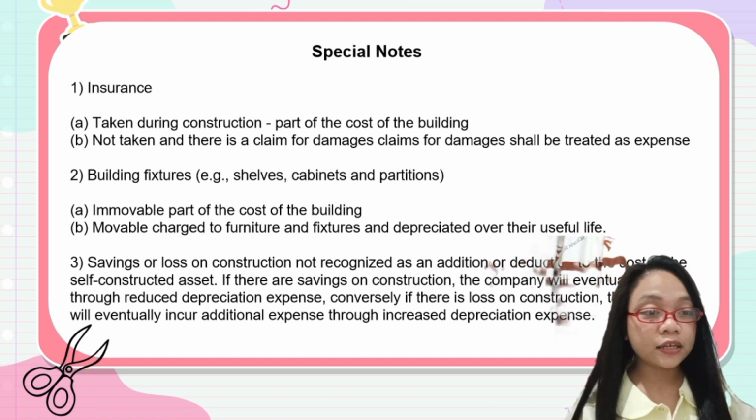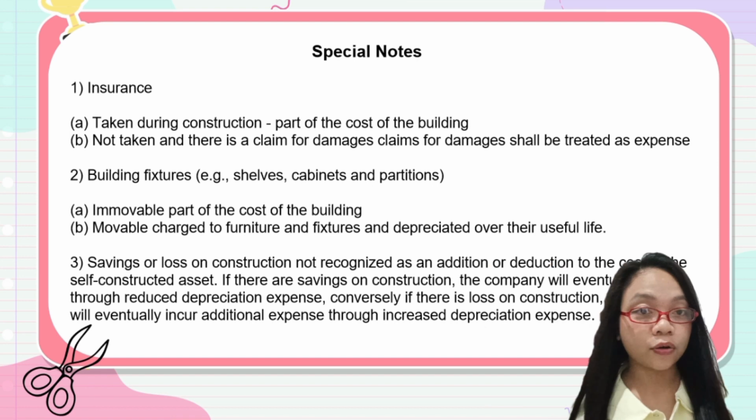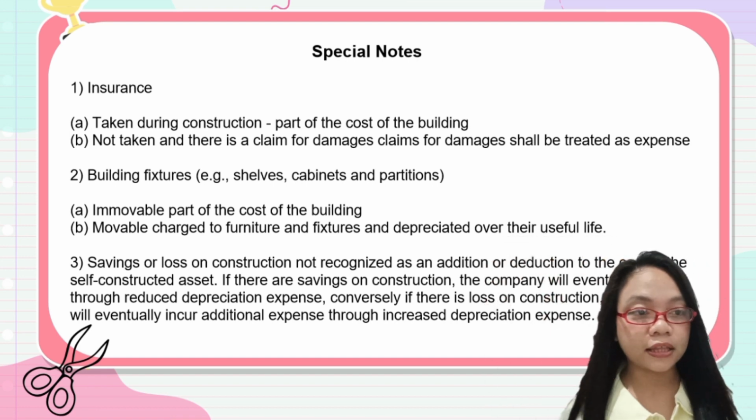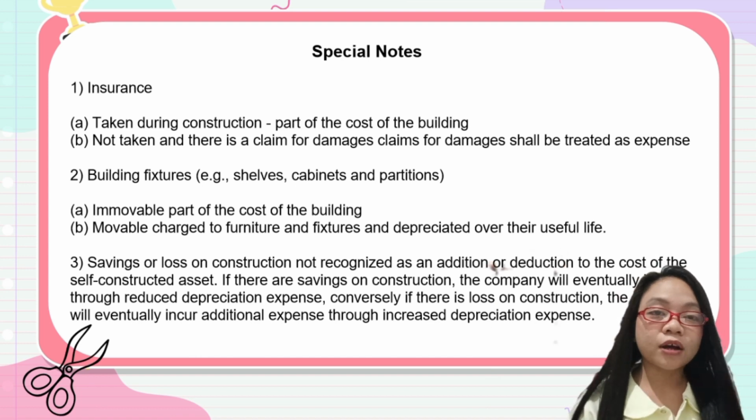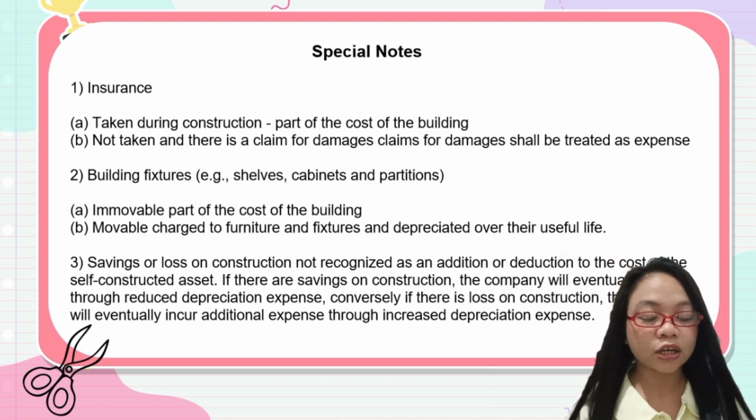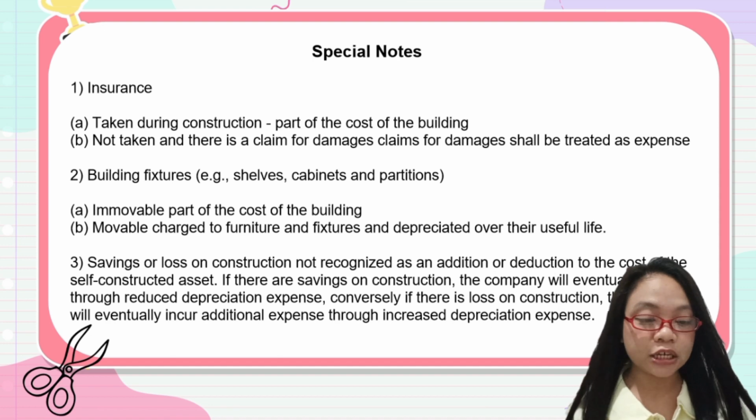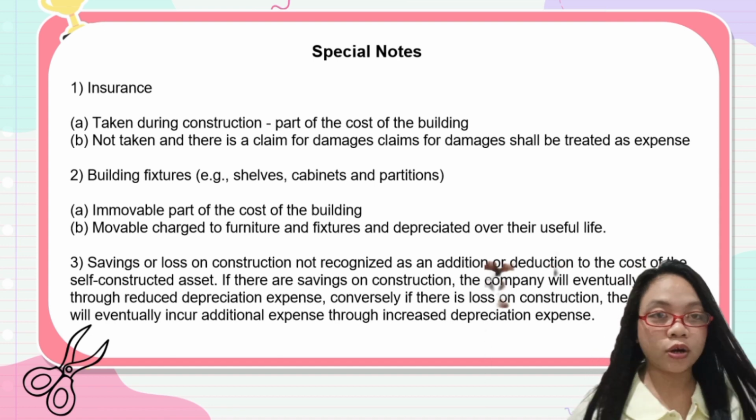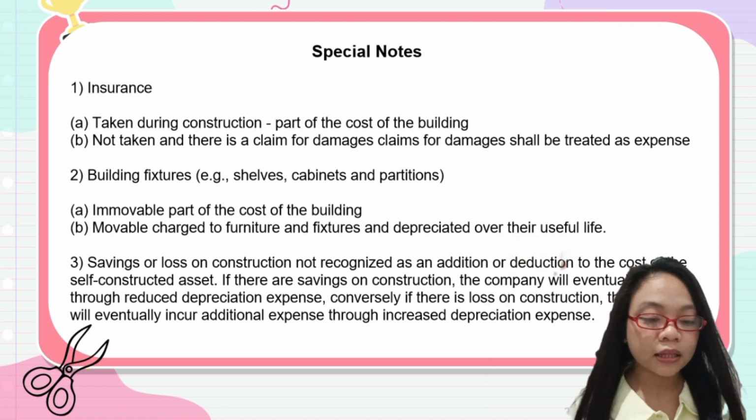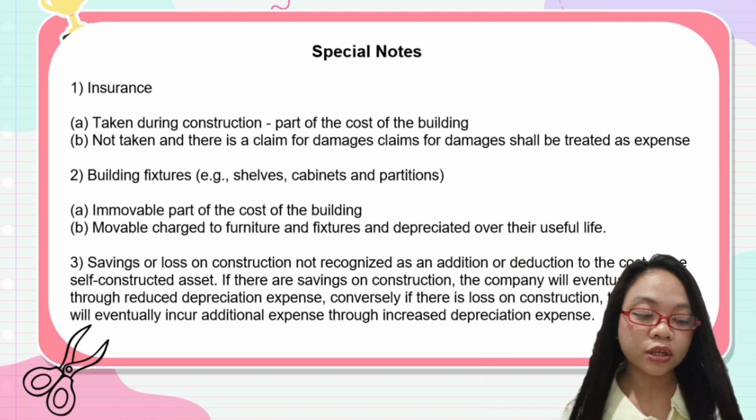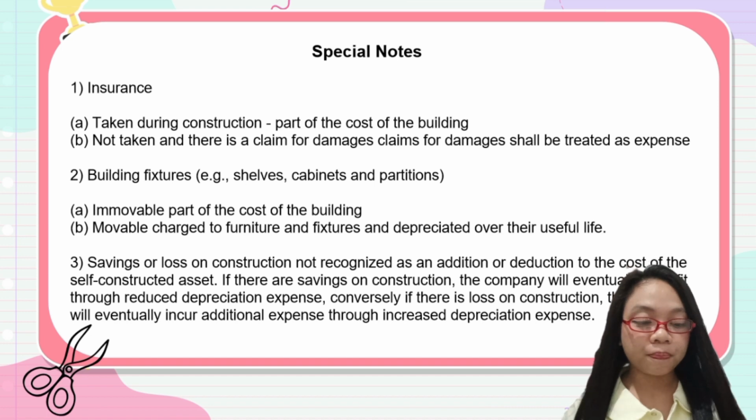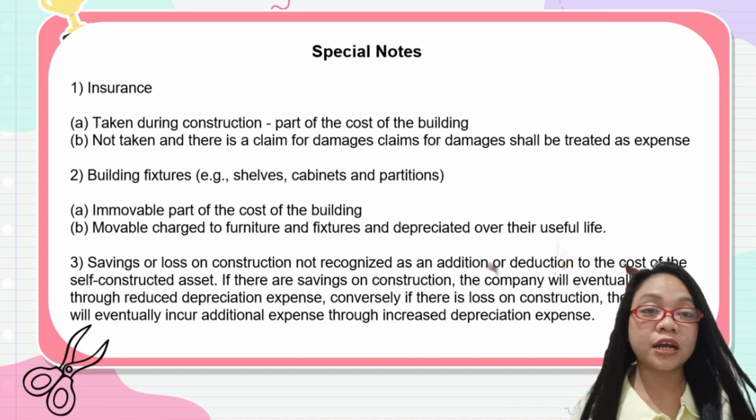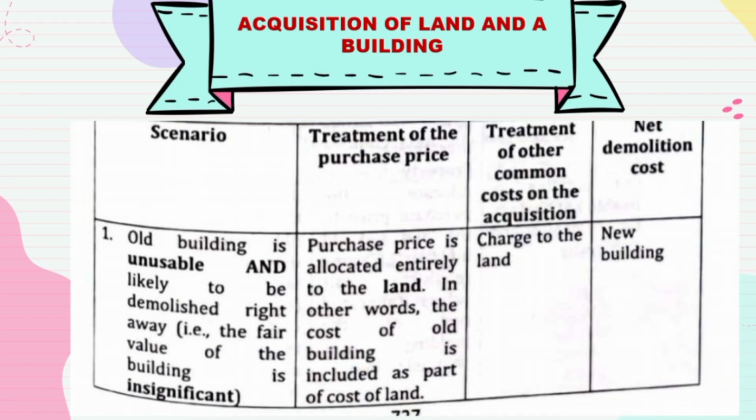Then we have savings or loss on construction not recognized as an addition or deduction to the cost of the self-constructed asset. So in simple terms, if the company saves money during the construction, they will pay less depreciation expense over time. So it is beneficial to their finances. But if they incur loss during the construction, they will end up paying more depreciation expense in the long run. So it will affect their financial performance negatively.